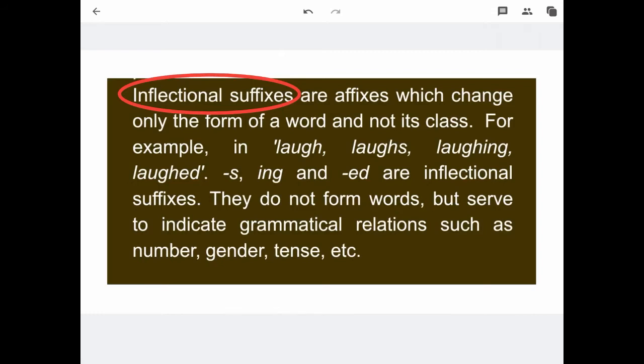S, ing, and ed are inflectional suffixes. They do not form new words but serve to indicate grammatical relations such as number, gender, tense, etc. They just indicate the change in the words or the grammatical relations such as the number or the tense or gender. As laughs indicates the present form, laughing the continuous form or present participle, laughed the past form.